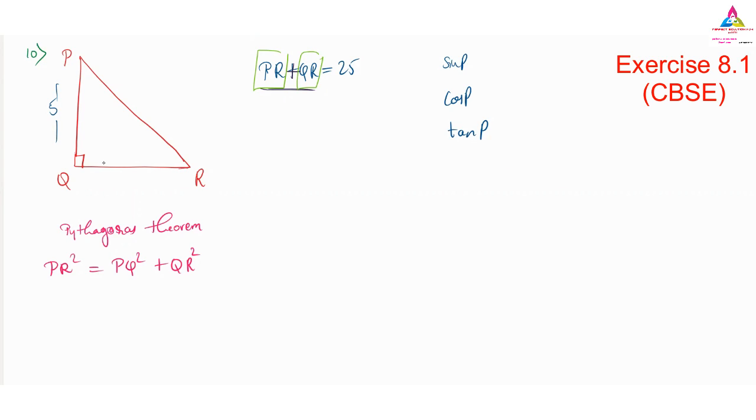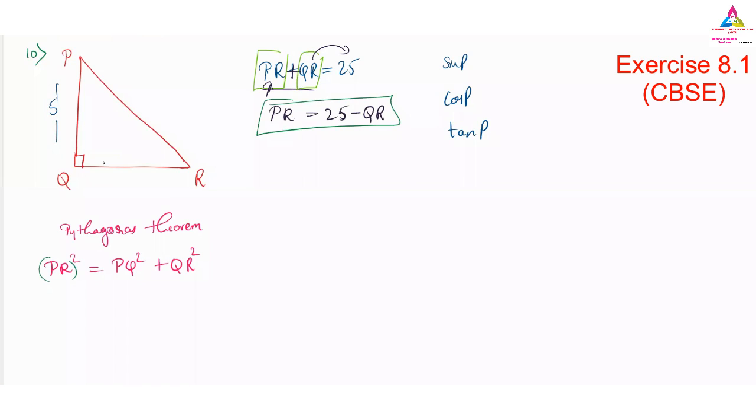So how to write it? You know this. So what I will do here is that the PR value I have, I will write here only, but the QR value I will shift. So what will happen? PR is equal to 25 minus QR. So I will substitute this value of PR in this equation.